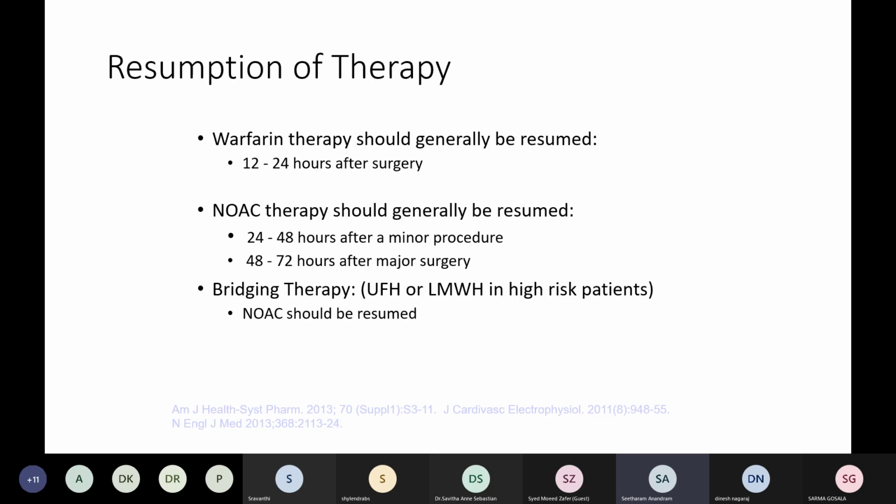So when do you resume the therapy after the procedure? If it's warfarin, generally you can start after a day of surgery, assuming there is well-controlled hemostasis. The rationale is that it takes about 2 to 3 days for warfarin to establish the therapeutic range. Most of the NOACs can be reinstated within 48 to 72 hours. And in a high-risk patient, as I said, you would want to consider a bridging therapy with unfractionated heparin or low molecular weight heparin.